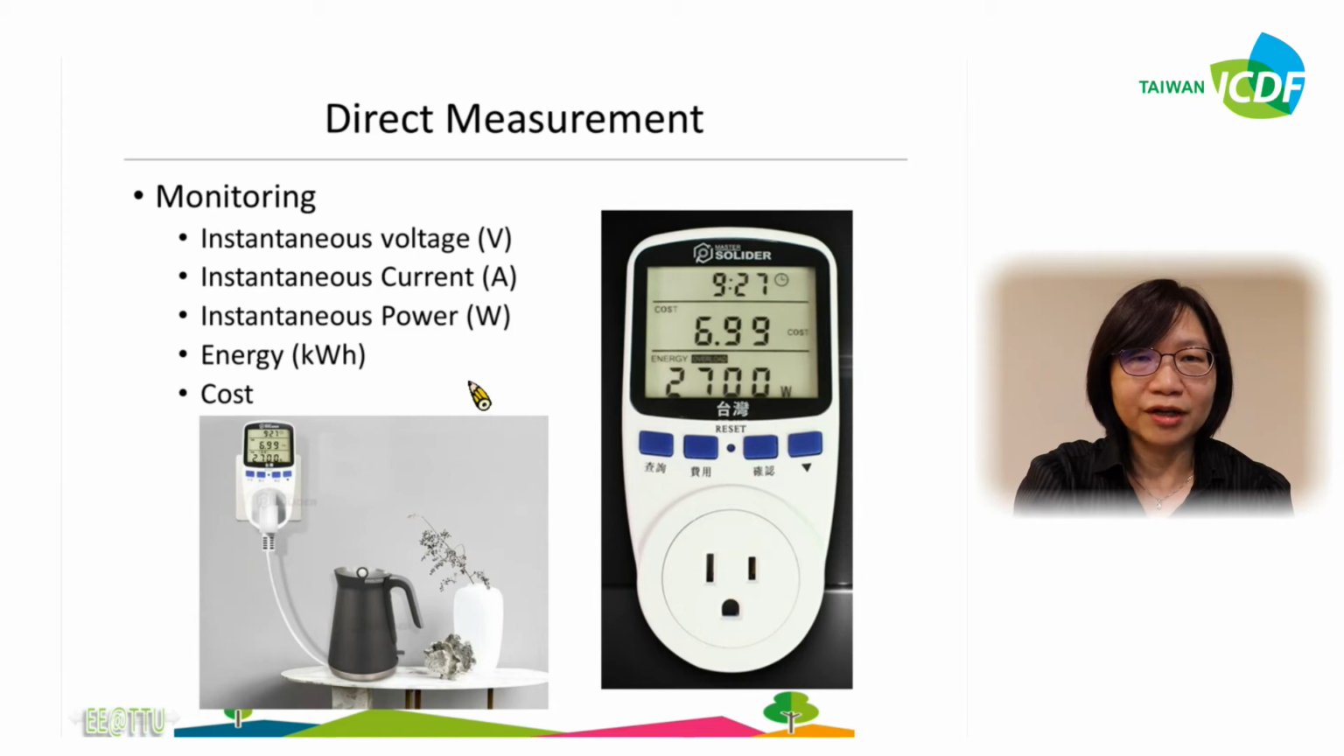You can also buy a wattage meter to do the measurement. For example, this meter will measure the instantaneous voltage, instantaneous current, and also give you the instantaneous power. If you specify the period of time, then it will calculate the energy and also the cost. But the cost depends on the area. This is just for your reference.